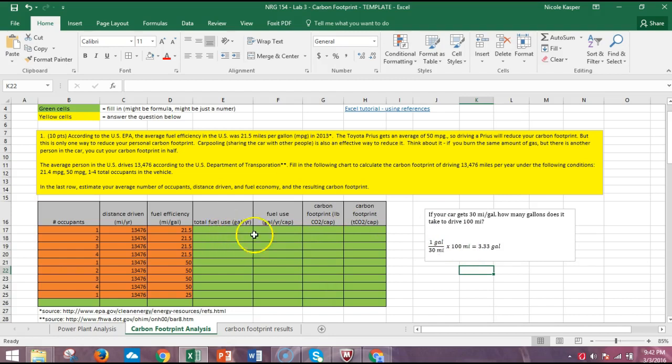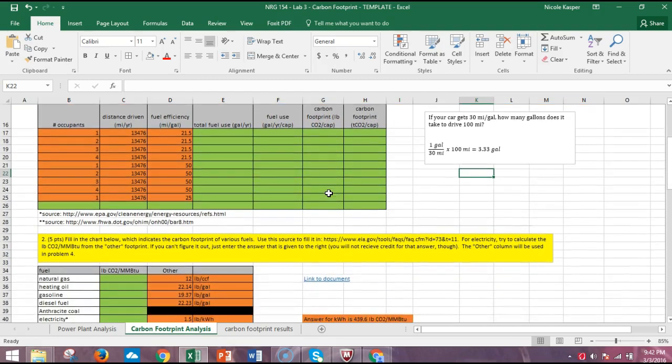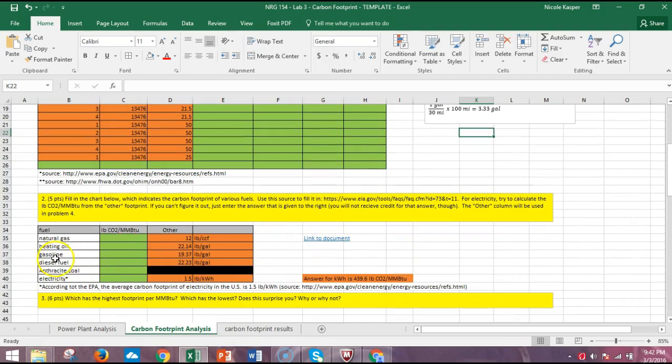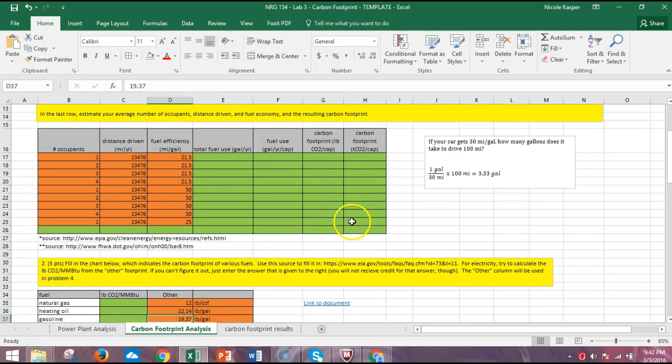And the rest of it you should be able to figure out. You have gallons per year, and then you need gallons per year per capita, or per person, and then you need to convert that into a carbon footprint per capita. In order to do that, you actually need the carbon footprint of gasoline, and I have it down here. So here's your gasoline: your carbon footprint is 19.37 pounds per gallon. Okay, this is up here in the description, so that should help you through that one.